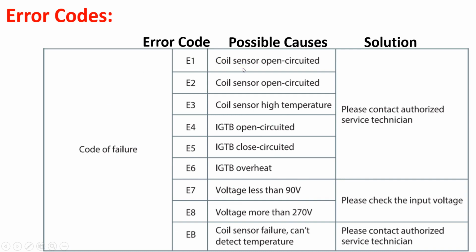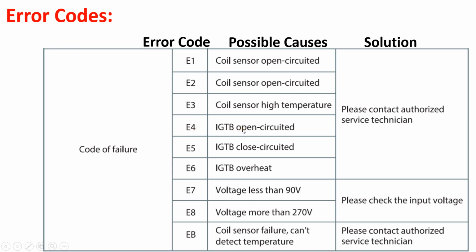So this is the construction of an induction cooktop, and these are the error codes. Error code E1 corresponds to coil sensor open circuit. So this is the temperature sensor. Typical temperature sensors used for induction cooktops are NTC, meaning negative temperature coefficient of resistance, thermistors. Initially they have high resistance, and with an increase of temperature, the resistance goes down. If the temperature sensor is open circuit, then this E1 error code will be displayed. Similarly, this E2 error code is also displayed for the same problem. And whenever the copper coil temperature is very high, and this is detected by the temperature sensor, then the E3 error code will be displayed.